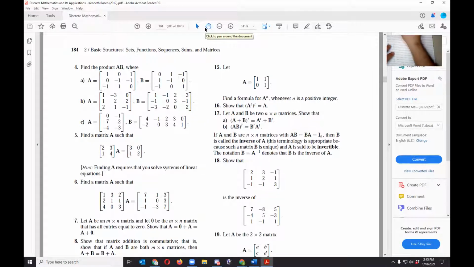All right, 4C. And this one, it's going to be a 3 by 2 times a 2 by 1, 2, 3, 4. Oh, goodness. Times a 2 by 5. So the output is going to be a 3 by 5. That is a bummer.